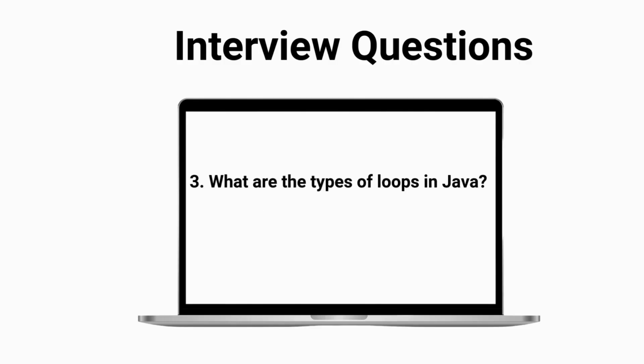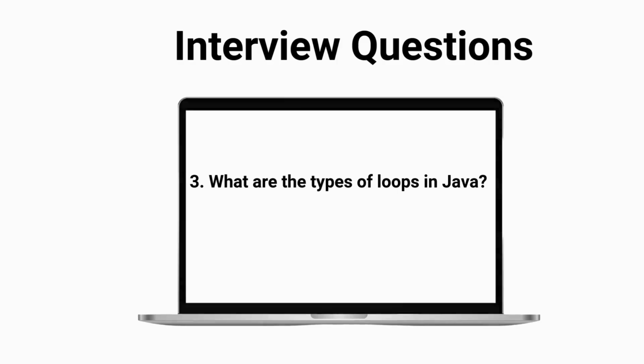What are the types of loops in Java? So, Java has 3 main types of loops. First one is for loop, used when the number of iterations is known. And the second one is while loop, used when the number of iterations is unknown. Third one, do-while loop, similar to while but guarantees at least one execution.